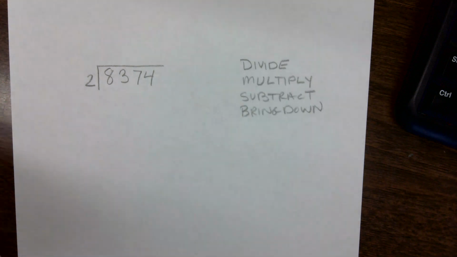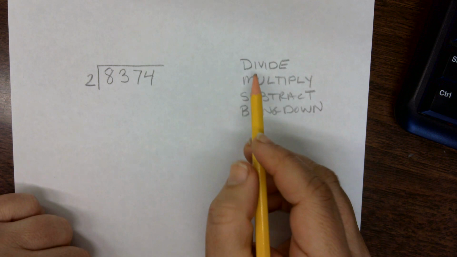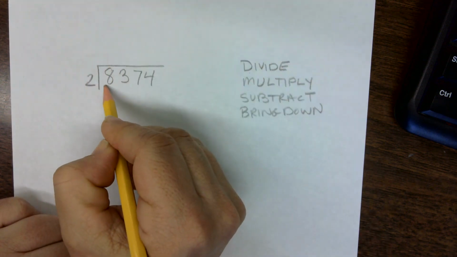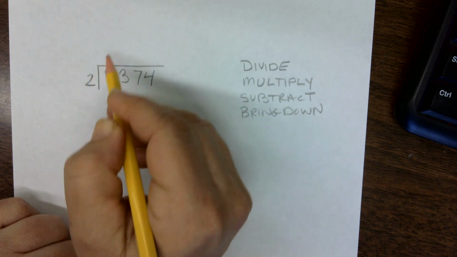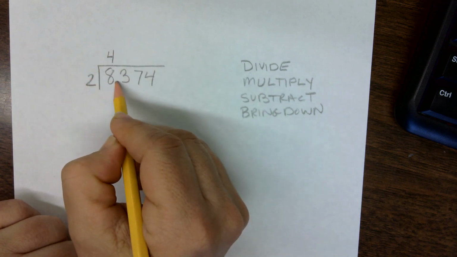Let's go through a problem together. So again, it's does McDonald's serve burgers? Divide, multiply, subtract, bring down. So I go with my first number, 8 divided by 2 is 4. Or sometimes you might want to say, how many times does 2 go into 8?